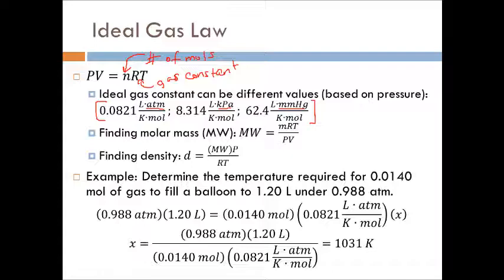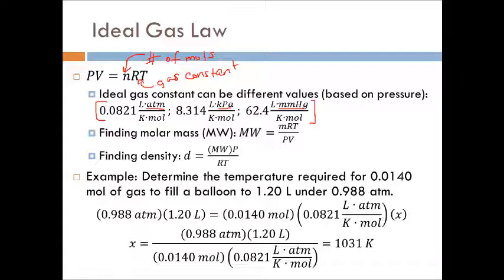Unless, like in a multiple choice question, it gives you a particular type of units, like if the choices are in atmospheres, you know to use that. But if it's a free response, then it doesn't really matter which pressure unit you use unless it's specified.